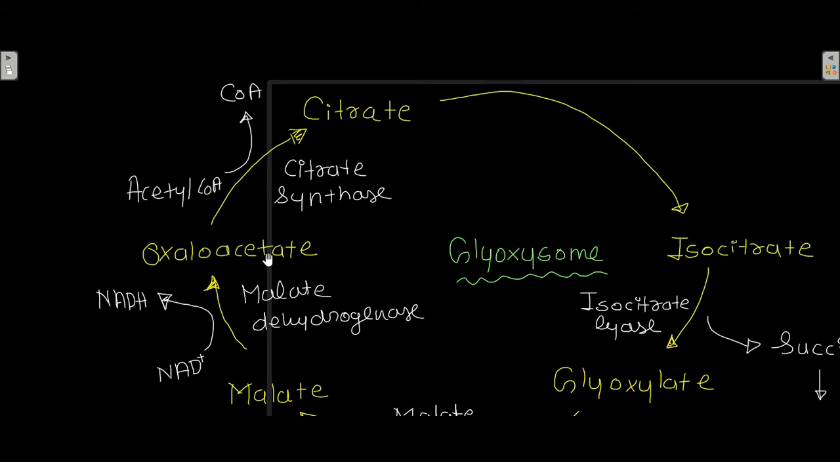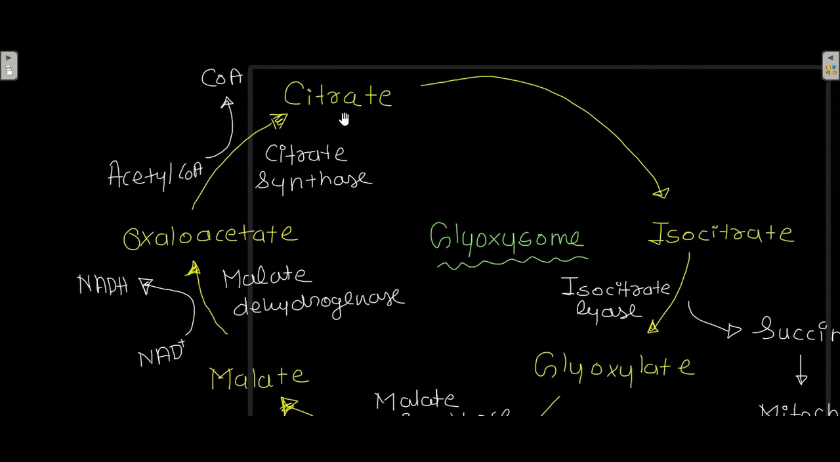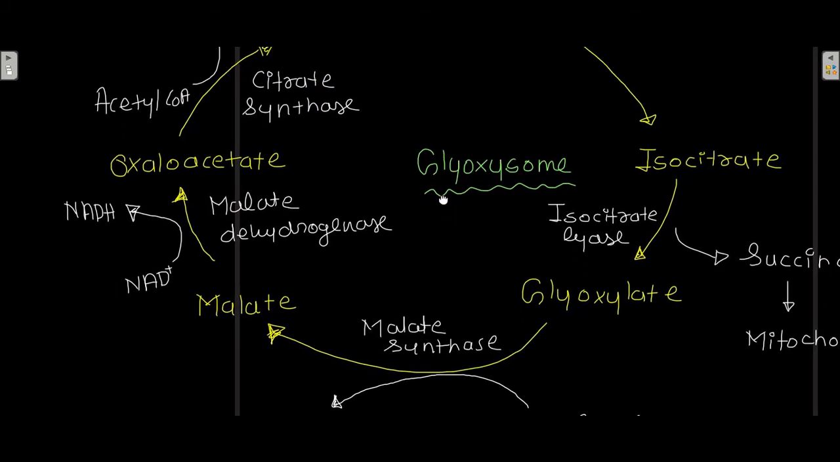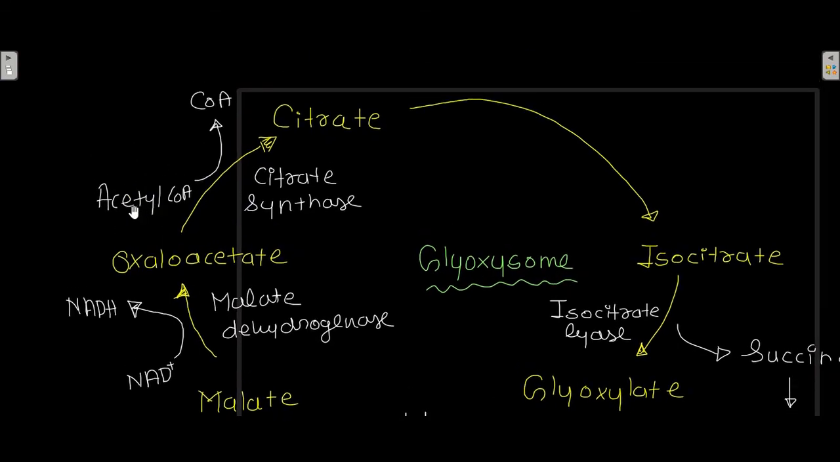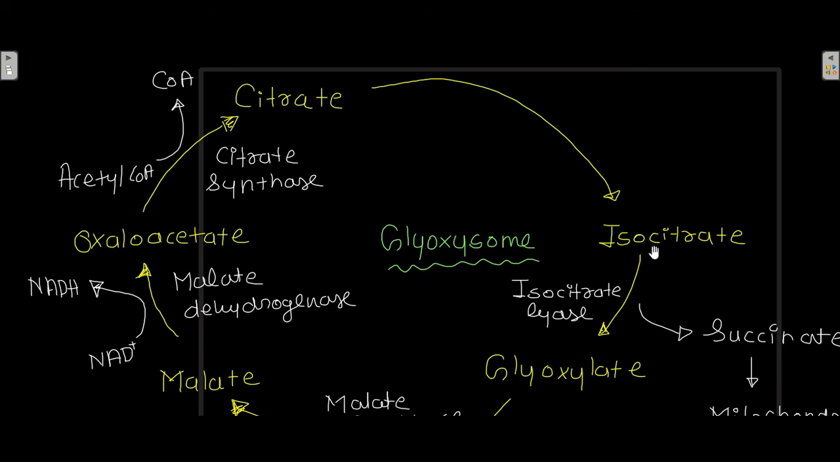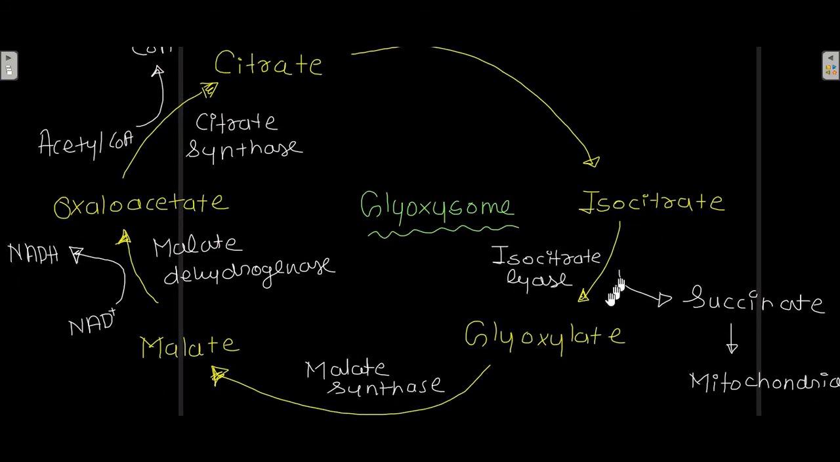That is, oxaloacetate is taking up the acetyl group of this acetyl coenzyme A and it is getting converted into citrate. Okay, now citrate has two acetyl groups in it. One acetyl group came from this reaction, as you can see here, and the other acetyl group came from this conversion. And when citrate gets converted into isocitrate and then isocitrate gets converted into glyoxylate, then those two acetyl groups in the form of succinate are released.